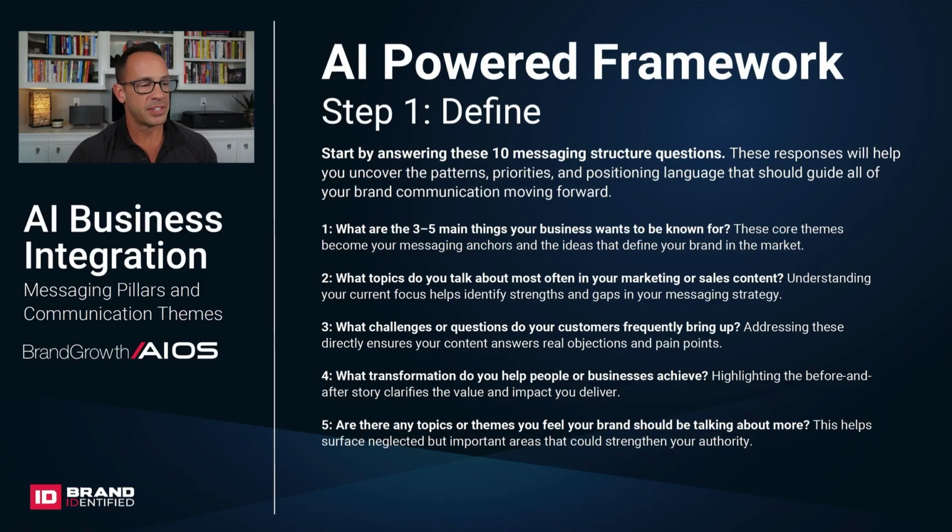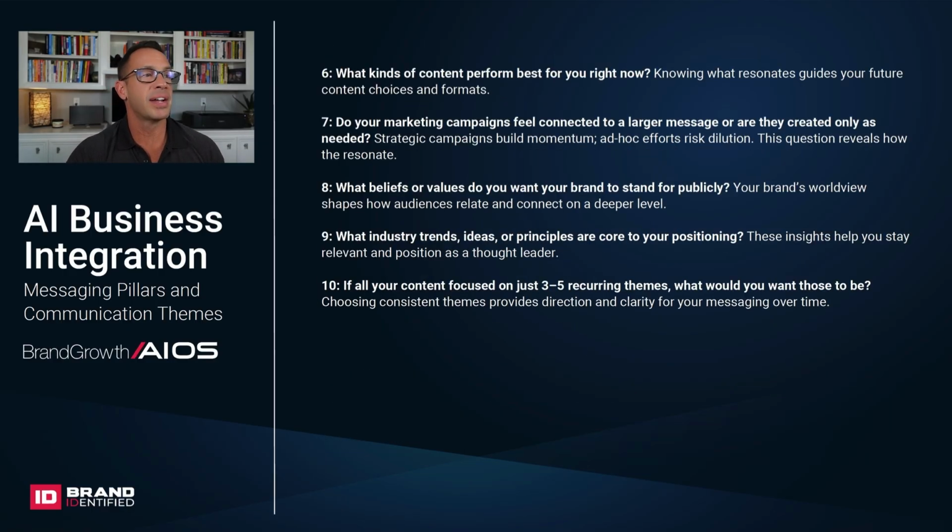Question number 5 is, are there any topics or themes that you feel your brand should be talking about more? This helps surface neglected but important areas that could strengthen your authority. Question number 6 is, what kinds of content perform best for you right now? Knowing what resonates guides your future content choices and formats. Question number 7, do your marketing campaigns feel connected to a larger message, or are they created only as needed? Strategic campaigns build momentum. Ad hoc efforts risk dilution. So this question reveals how they resonate.